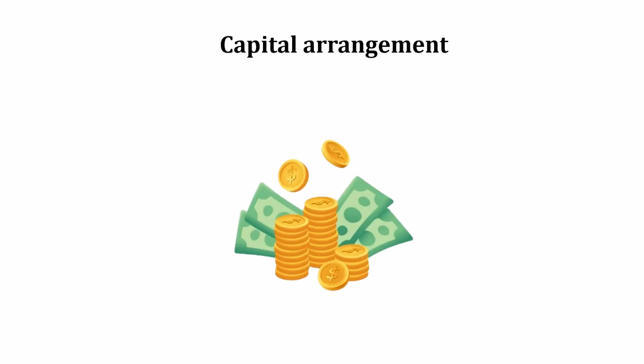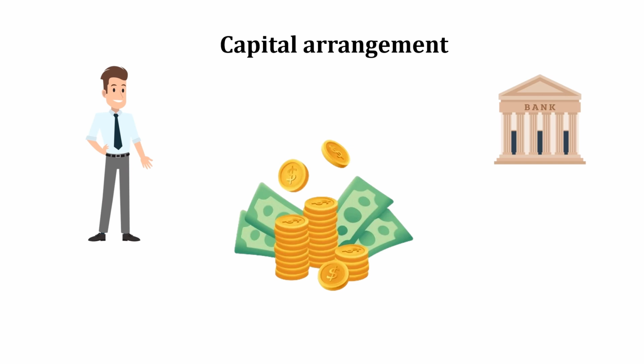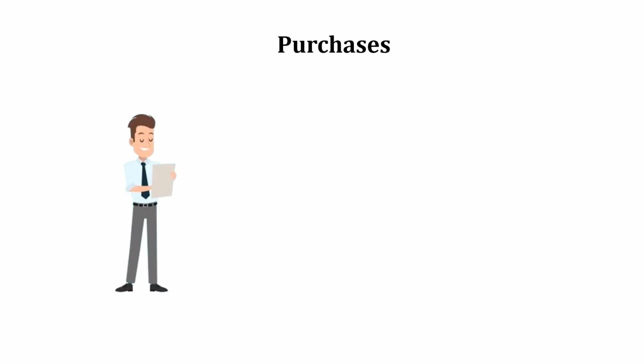First you need to arrange the capital. So there are two ways to arrange the capital. One is you can put your own money, or you can borrow money from a bank. You decided to put 25,000 and then you borrowed 25,000 from a bank. Thus you arranged a total capital of 50,000. Now the capital part is taken care of.